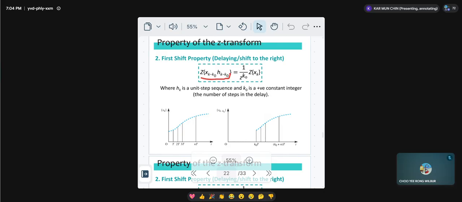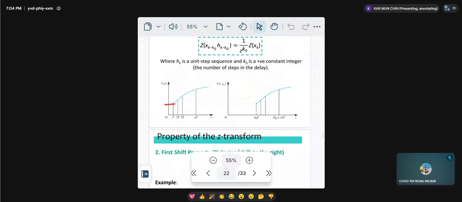So for this one, when you do the Z transform, you will get this term. You will get one more term, which is 1 over z to the power of this. This is the shifted term, or you can say the shifted time. Let's say the shifting time is k minus 3, so this one will be a 3 here: 1 over z to the power of 3, or z cubed, remaining with the remaining terms for the Z transform. Where h(k) is a unit step sequence and k0 is a positive constant integer, the number of steps in the delay. So this is the original one.